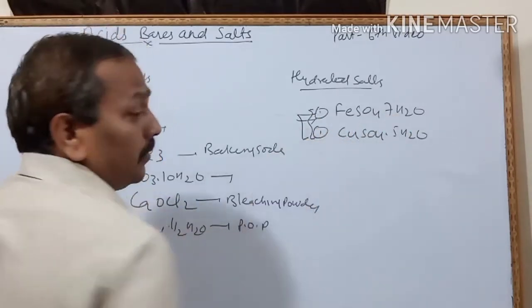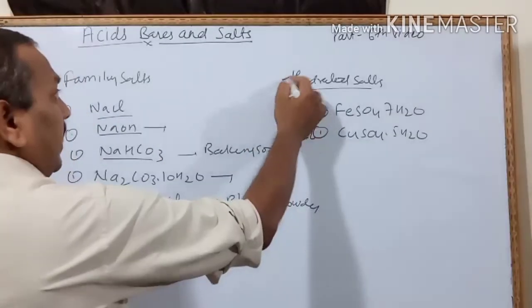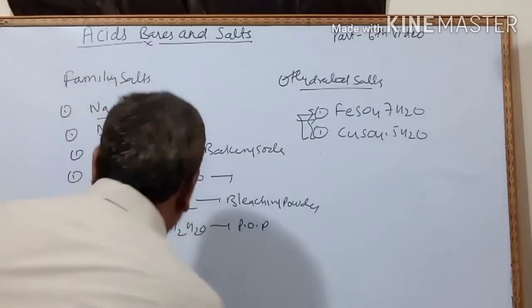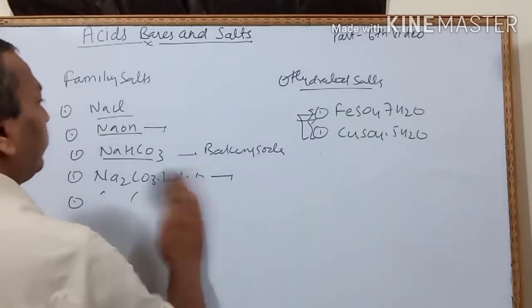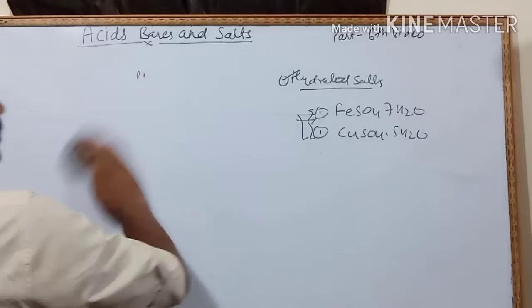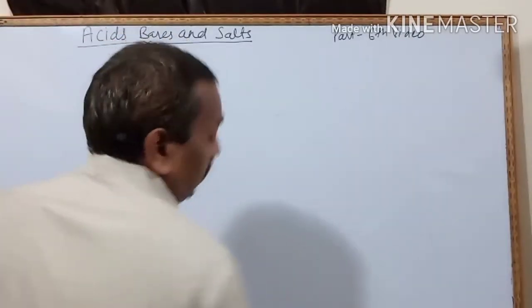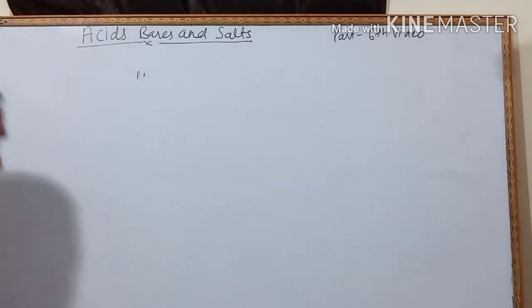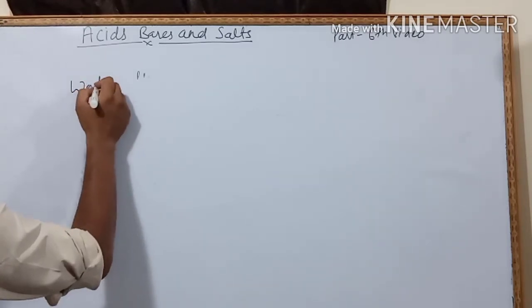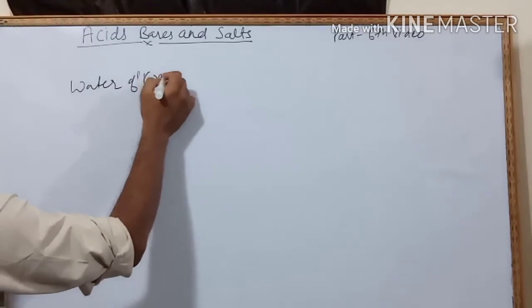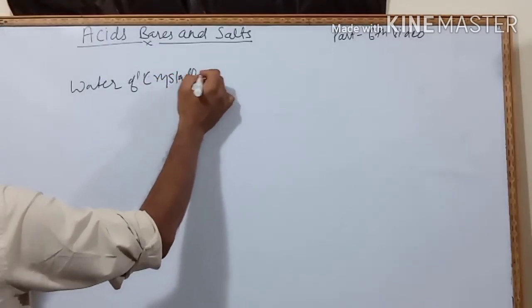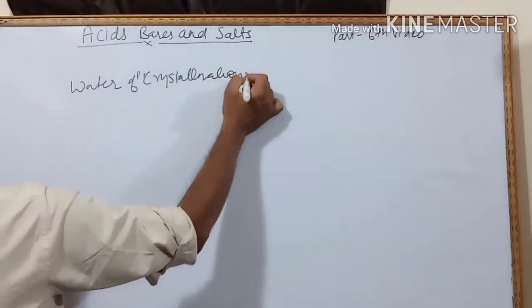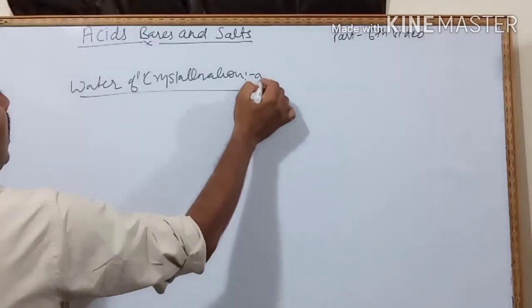Now what is water of crystallization? So first we will take up this, then we will take these one by one. So children, hydrated salt. What is hydrated salt? It is also known as water of crystallization, or hydrated salt.